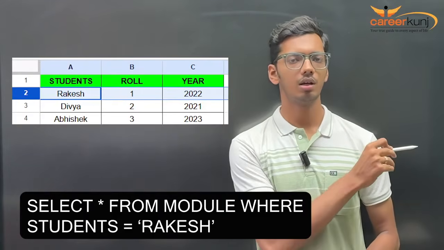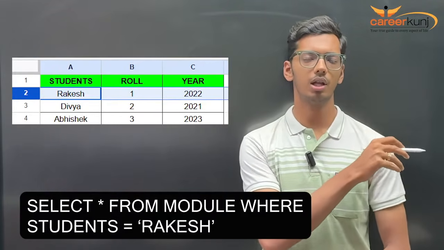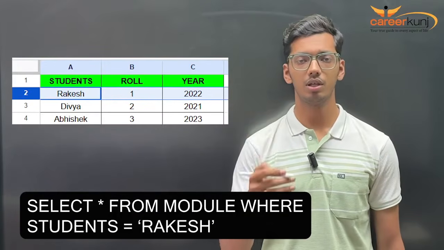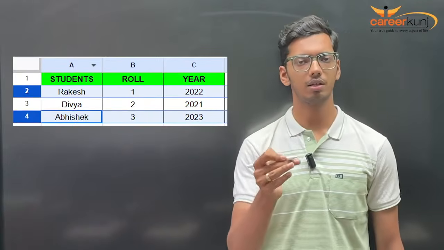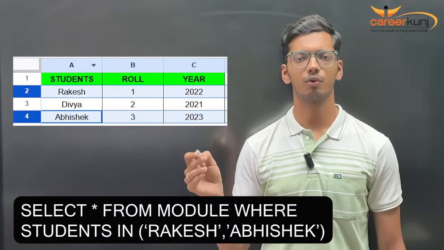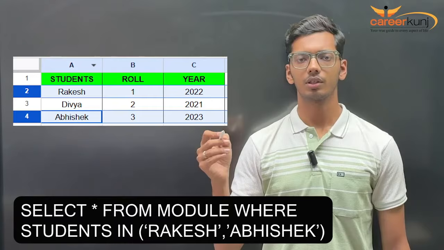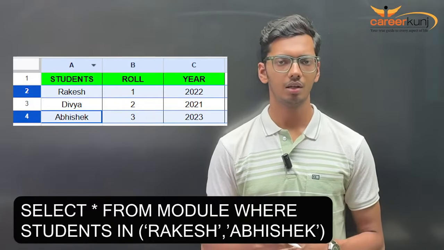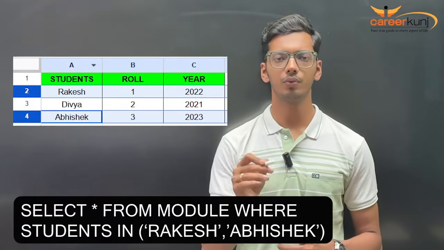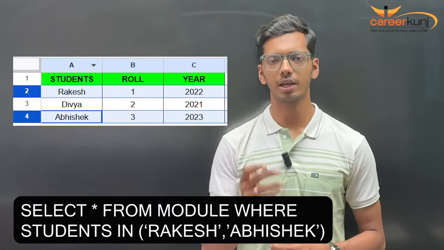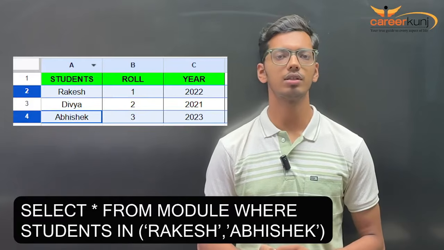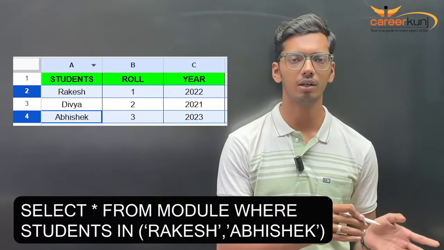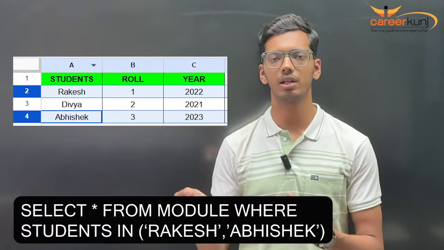That is nothing but the only detail of the student, the same module table, but only the data of Rakesh. Now let's say I want to see for Rakesh and Abhishek. Now at this point my query will be select star from module where students in Rakesh and Abhishek. Now we have seen three parts. First we saw the view where we did select star from. Second thing we did was table, that is our module in this case. Third thing was where condition. All right, I want to see what, I want to see from where and how exactly I want to see.